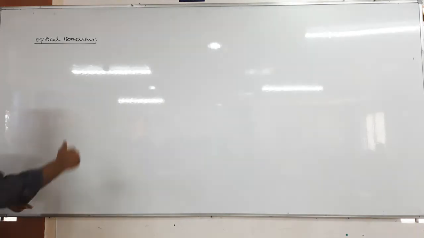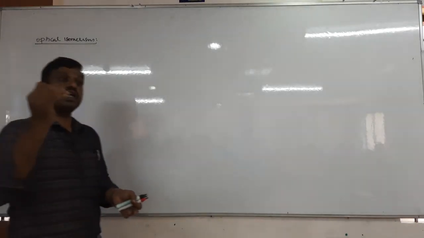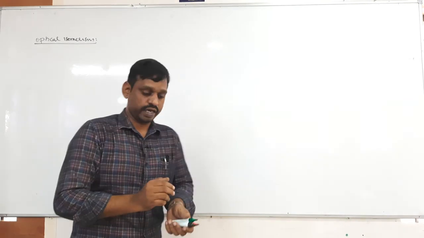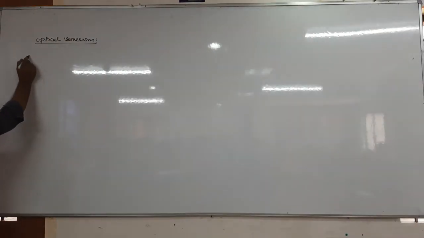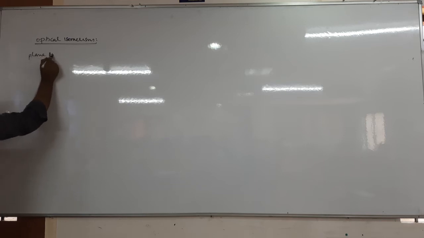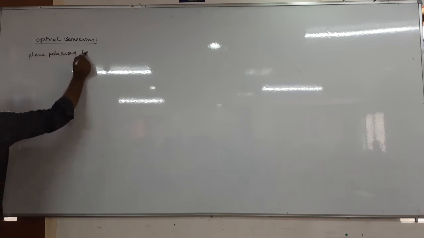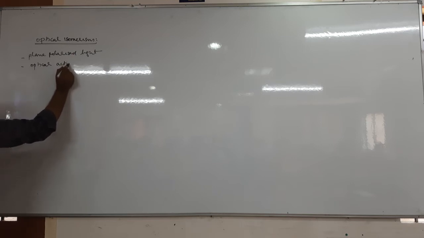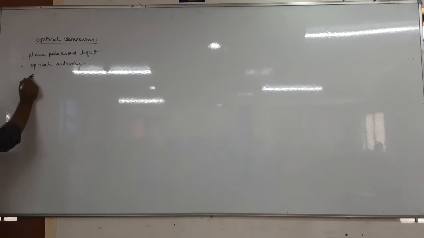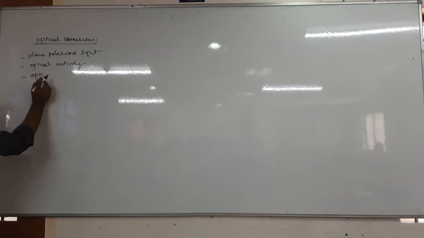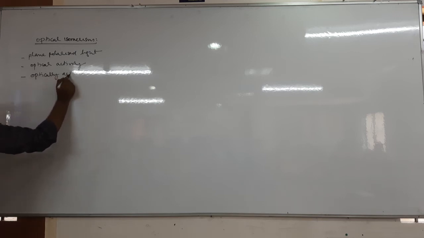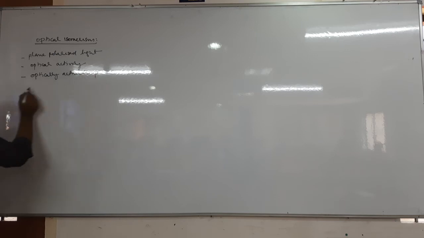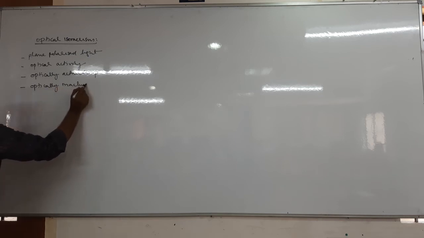To understand optical isomerism, we need to understand some important concepts. One, what is plane polarized light? Listen first, what is the meaning of plane polarized light? Next is optical activity. Next, optically active compound. Next, optically inactive compound.